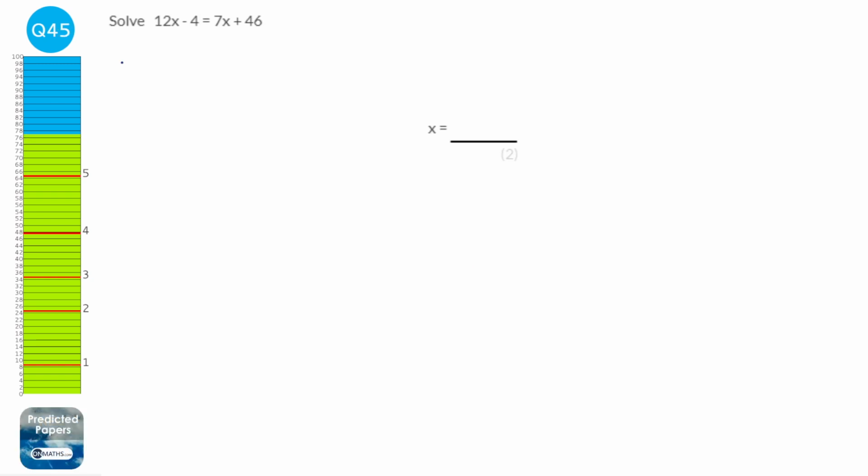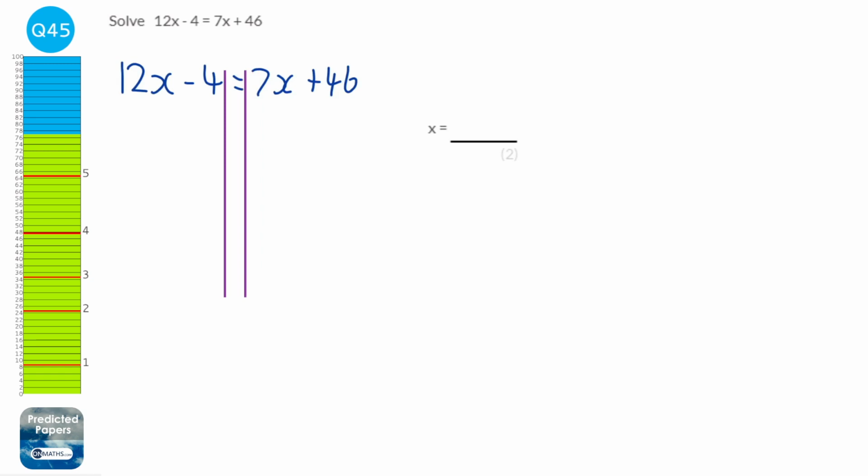So I'm going to write out the equation again, just to give us a bit more space. And the rule we have here is if we have an x on both sides, which we do in here, we pick the smallest one to get rid of. So we've got a 12x and a 7x, and the smaller x would be the 7x. So we're going to get rid of that first.